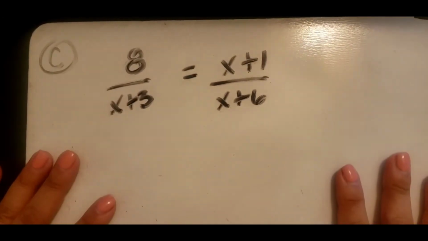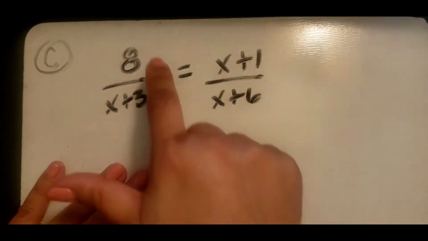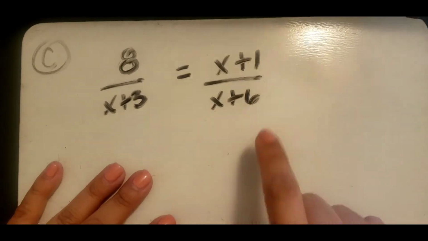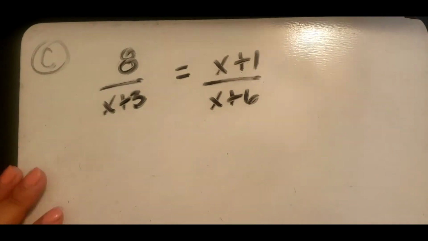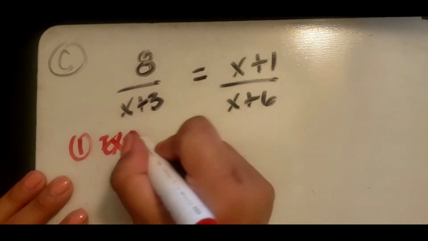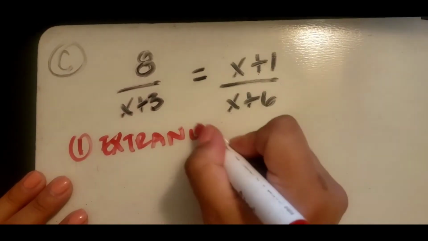All right, boys and girls, here we go. Here's the last one that I'm going to do with you. So we have 8 over x plus 3 equals x plus 1 over x plus 6, okay? Once again, the first thing you should do is check for your extraneous solutions, okay?